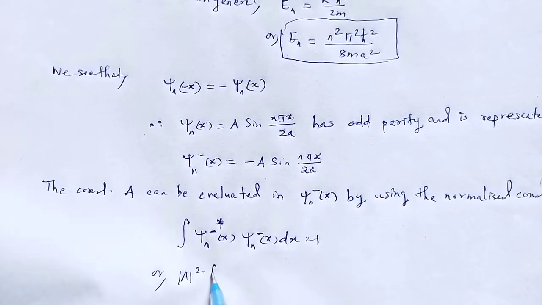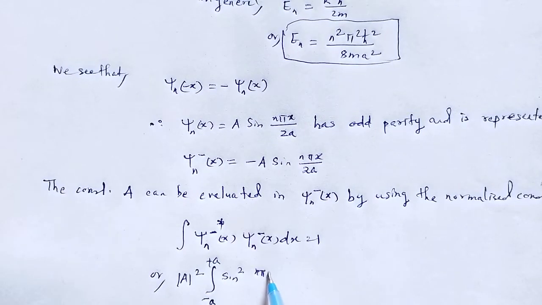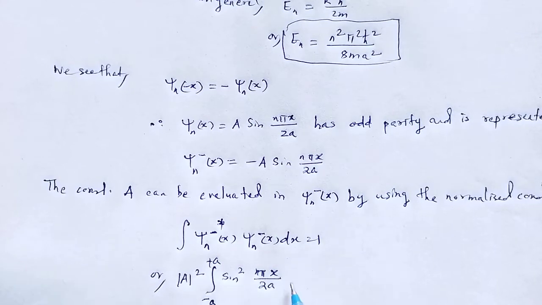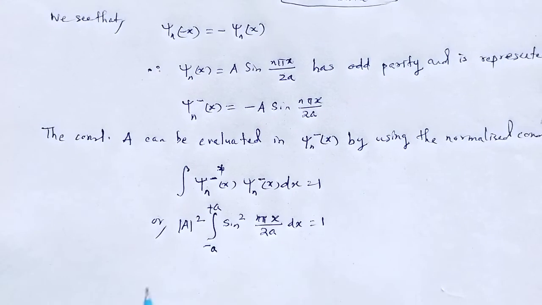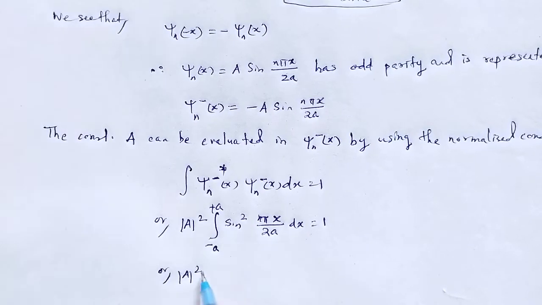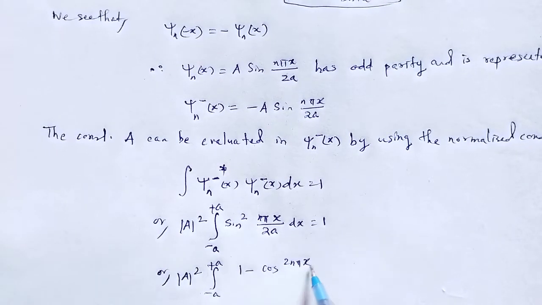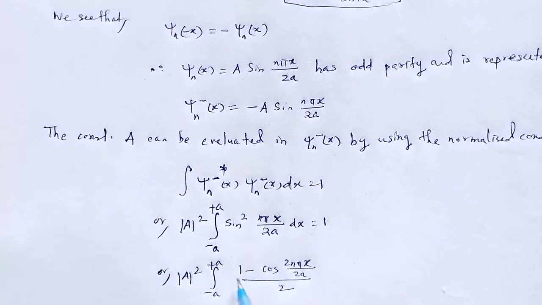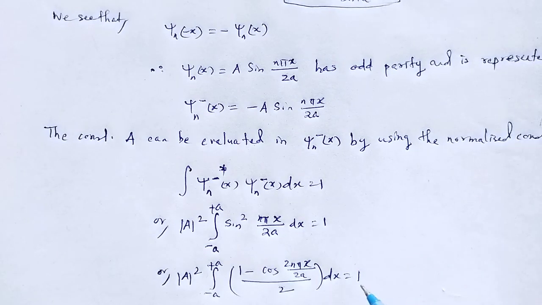Magnitude of a square, integration over the limit from minus a to plus a of sin square n pi x divided by 2a dx is equal to 1. Also sin square theta means 1 minus cos 2 theta divided by 2. That is magnitude of a square, integration from minus a to plus a of 1 minus cos of 2n pi x by 2a, divided by 2, dx is equal to 1.